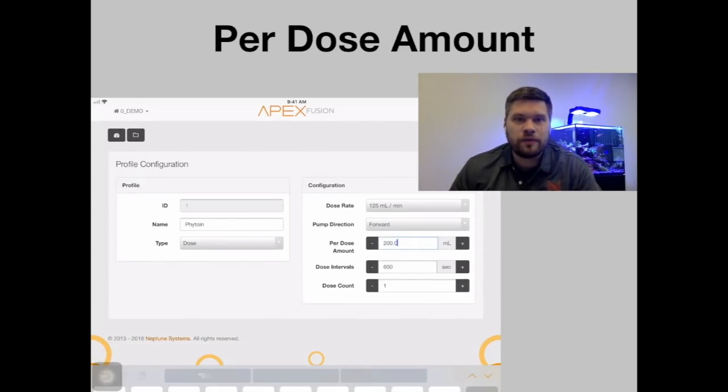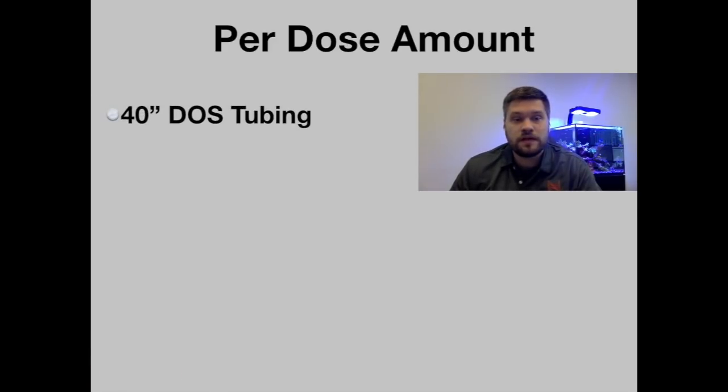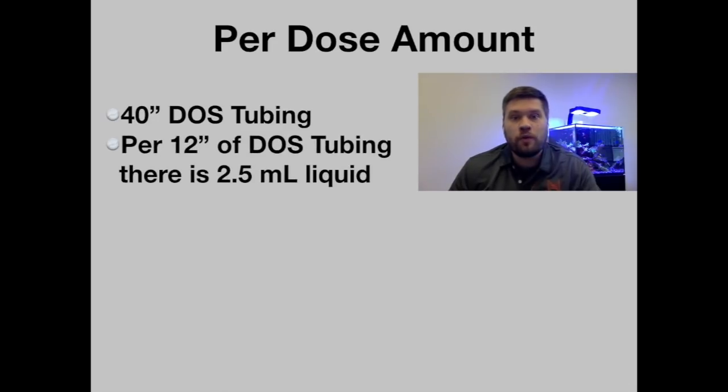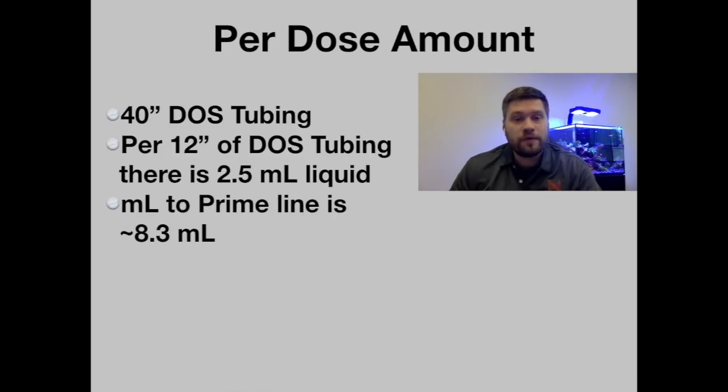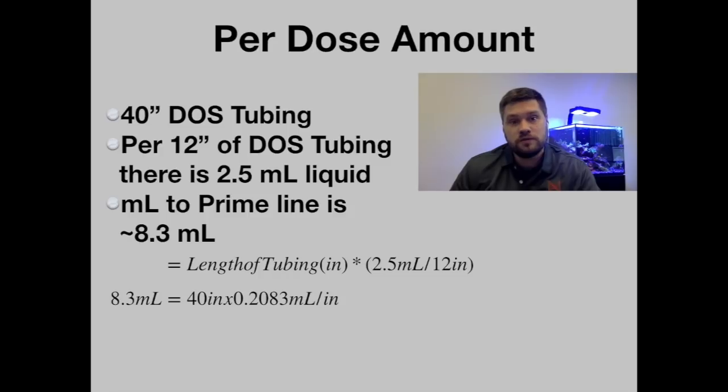That's where things start to get a little bit complicated. Remember earlier when I told you that there were 40 inches of dose tubing in this tank? Well, that matters now because in 12 inches of dose tubing, there is 2.5 milliliters, okay? Which means that overall, just to prime the line, we're going to need to add about 8.3 milliliters of food, okay? So the way that we got that is we took the length of tubing times 2.5 milliliters over 12 inches. Or an easier way to think about that is the length of the tubing, which is 40, times 0.2083, which gave us that 8.3 milliliters.